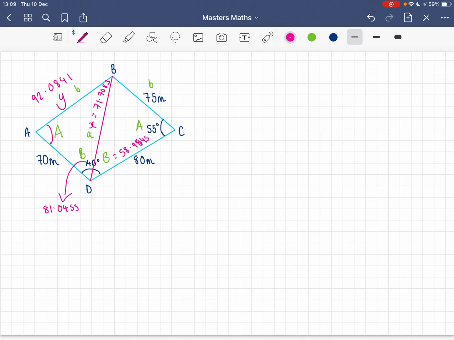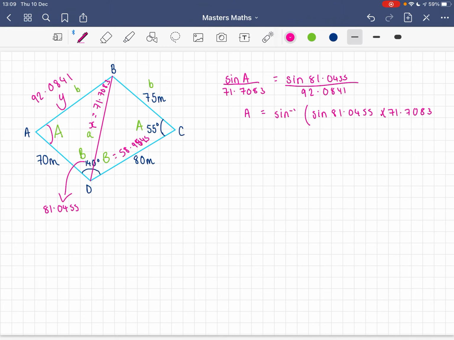Let's work it out. So I'm trying to work out an angle, so I'm using this flipped version of the formula. So I have sin A over 71.7083 is equal to sin 81.0455 over 92.0841. That means A is equal to sin minus 1 of sin 81 times 71 divided by 92.